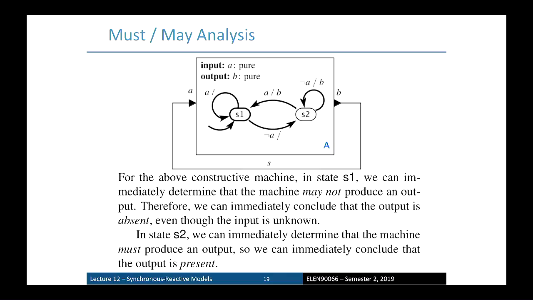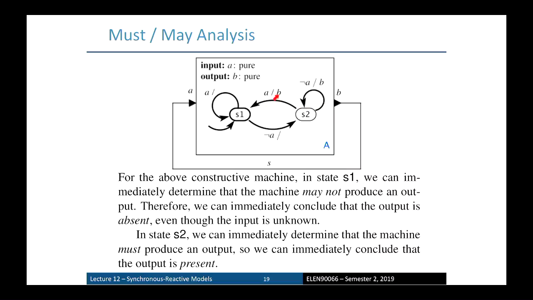Okay? So it may not produce an output. So what we can immediately say is that the output is absent. We've no assumptions on A, right? Because both transitions have B being absent. So you can see this is the constructive technique, right? Because it's constructive, we haven't even had any assumptions on A to determine that a fixed point for S1 is, we've got a fixed point being the output is absent.